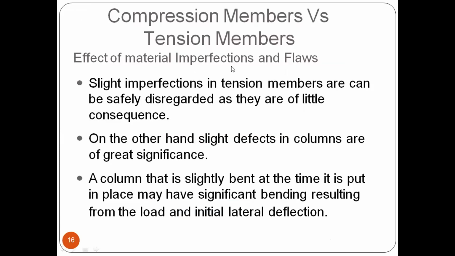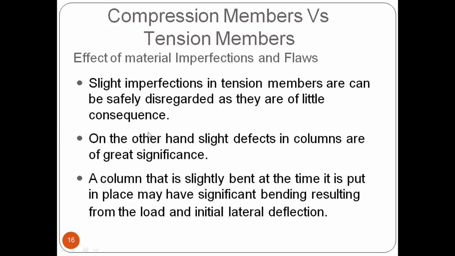So let's talk about compression members versus tension members. See, how can you differentiate these two? As you know, equal pull is called a tension force, and when forces act opposite each other towards the member's axis, we call it the compression force, isn't it? So the effect of materials, due to imperfections and flaws, leads to different conditions. So let me show you one by one.